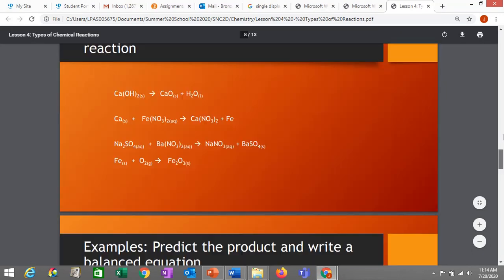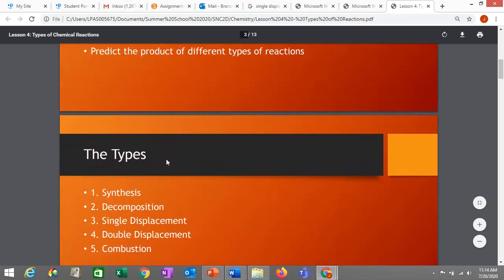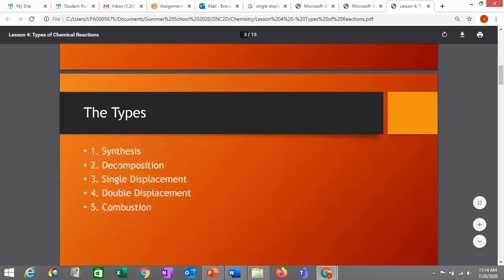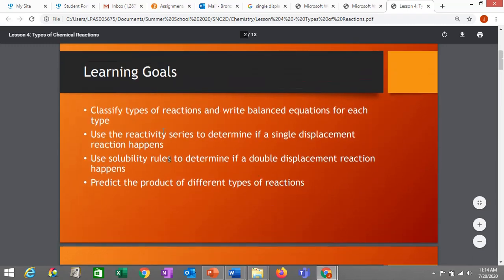Okay, so that's pretty much it. If we go back to our learning goals, can you classify the different types of reactions? So remember all 5 types. Can you tell me which one's which? So synthesis, decomposition, single displacement, double displacement, and combustion. Can you use that reactivity series and tell me, will this single displacement reaction happen or will no reaction take place? Can you perform a double displacement reaction?